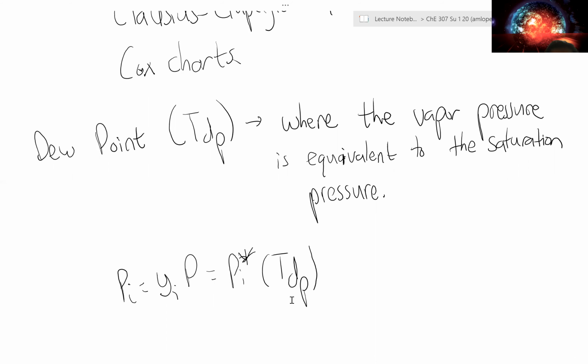And so what we're going to look at today is moving a little beyond that and considering what to do, like I said, when there are multiple components in the system. We'll look at several examples and several applications of both Raoult's law and Henry's law as they apply to these systems.